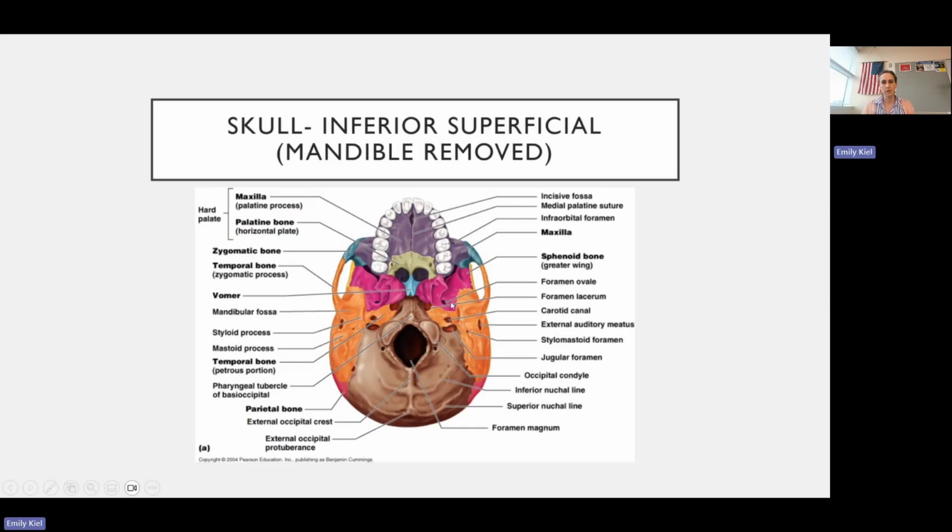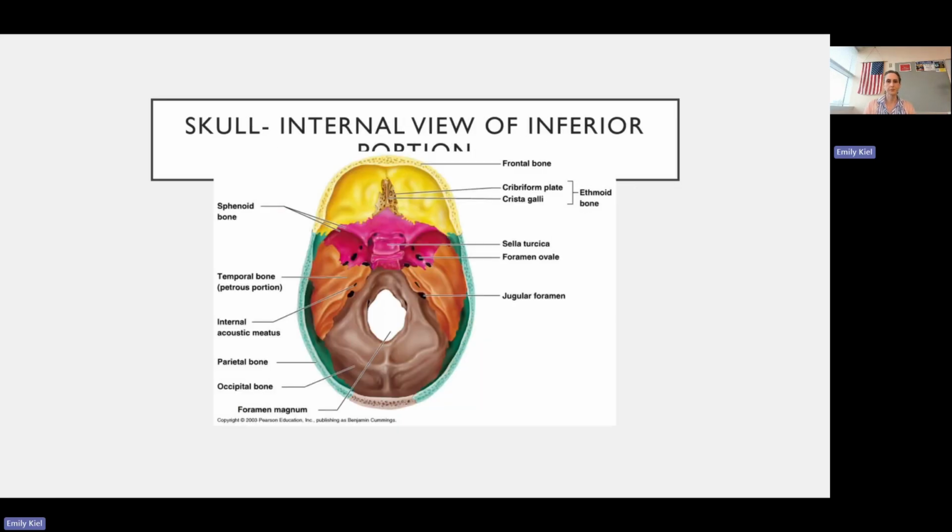You've got a couple of others here. You've got your foramen ovale, which is in your sphenoid bone, and then your foramen lacerum. When you look at the models, you'll notice this one is really rough and looks like a laceration, hence the name lacerum.